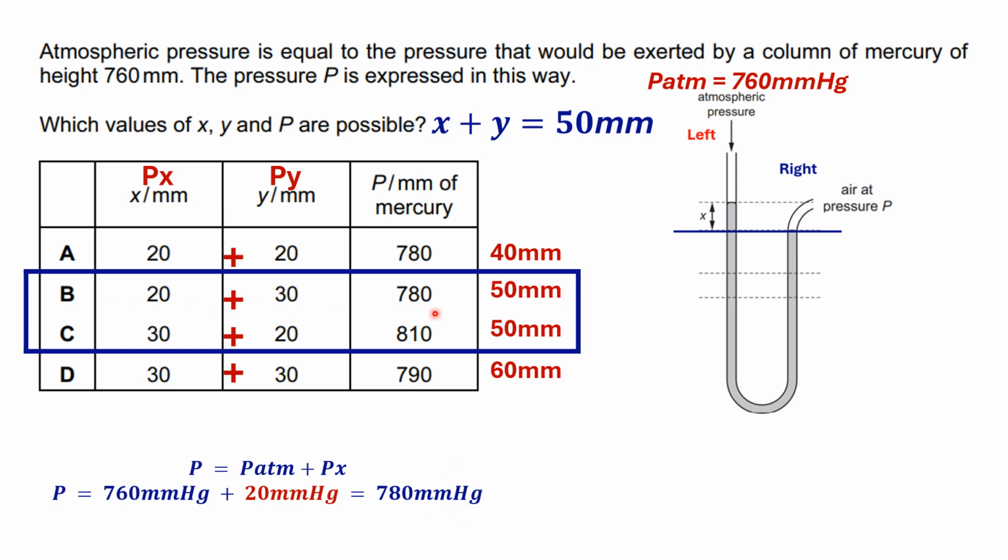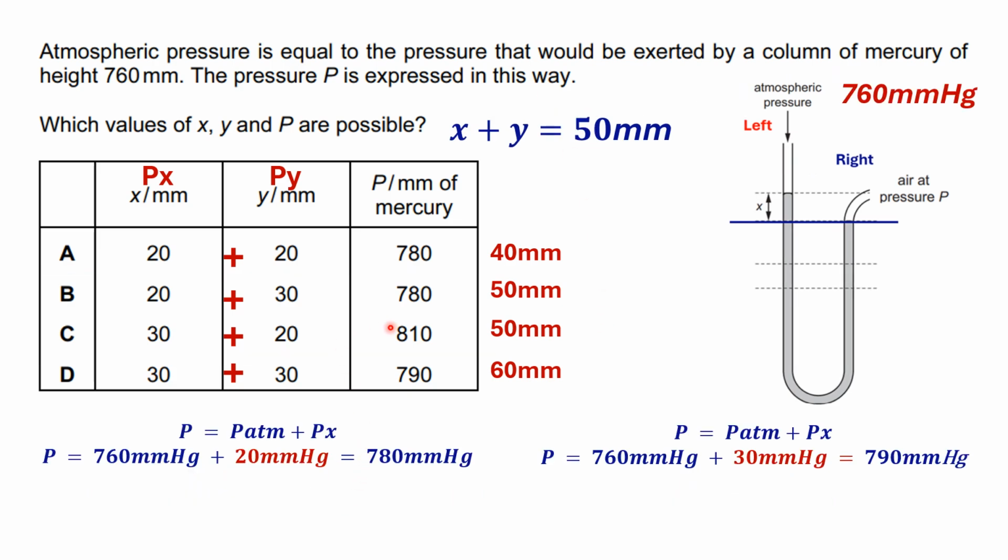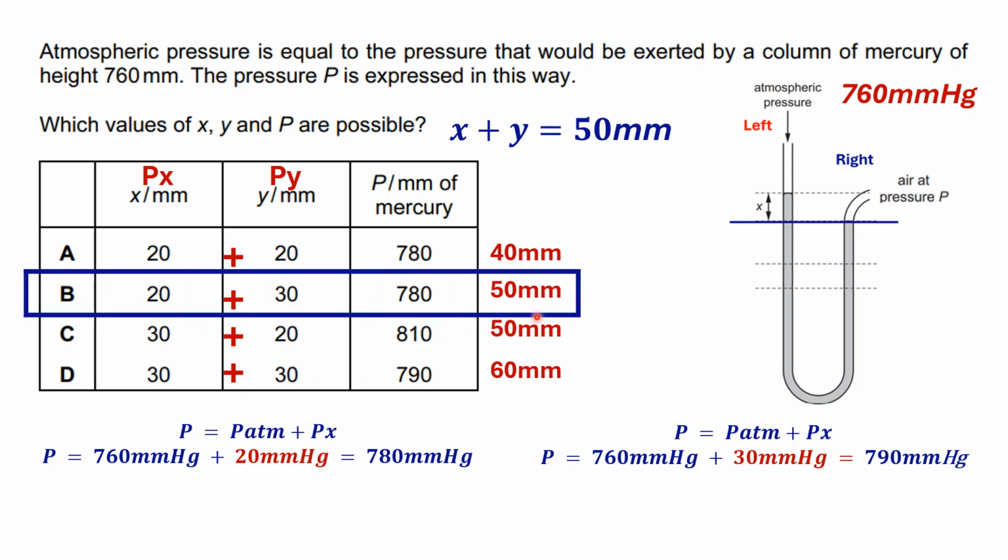But let's take a look if the Px would be 30. So the same expression, P atm is 760, but now Px is 30. So that will result in a pressure of the air of 790 millimeters of mercury, which is not an option here. So to finalize this question, the correct option is B.